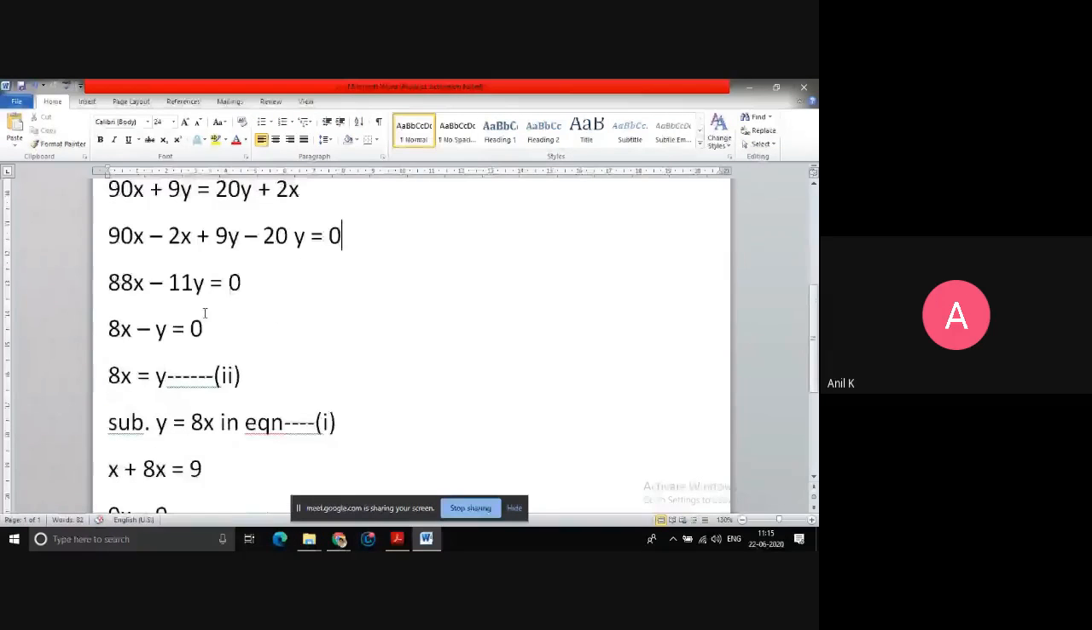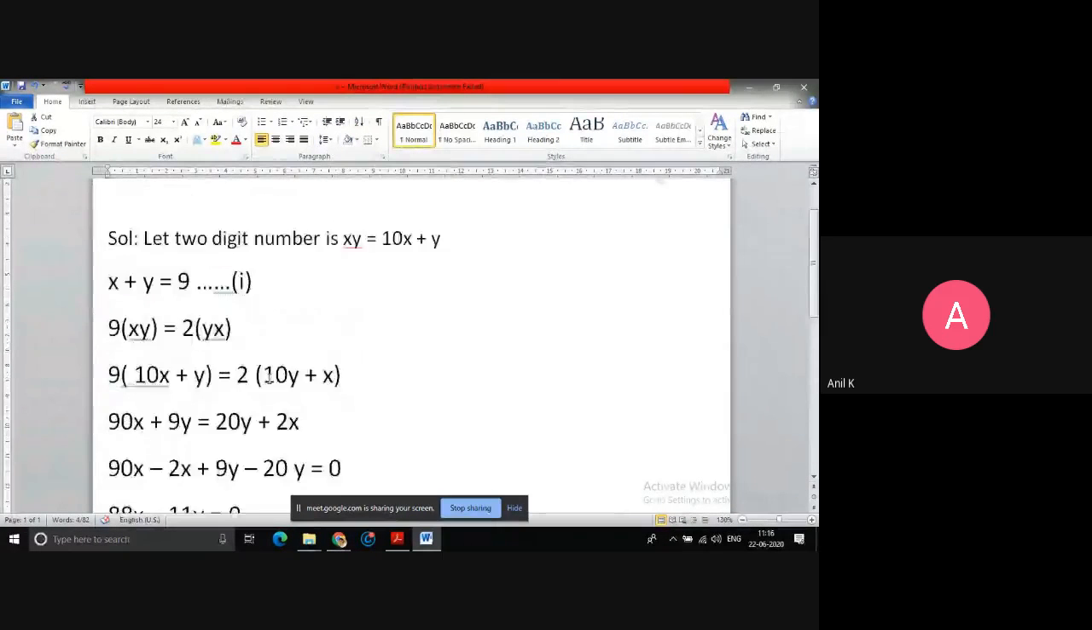Then 90 minus 2 will be 88x. 9y minus 20y will be minus 11y, equals 0. Now you can divide each and every term here by 11, or you take the 11 and send it to the right hand side. So you'll get 8x minus y equals 0, then 8x equals y.